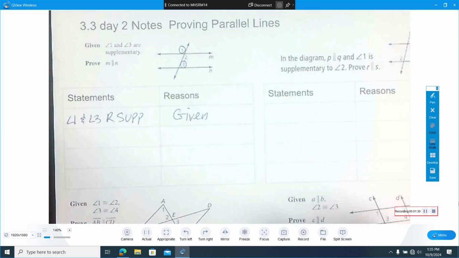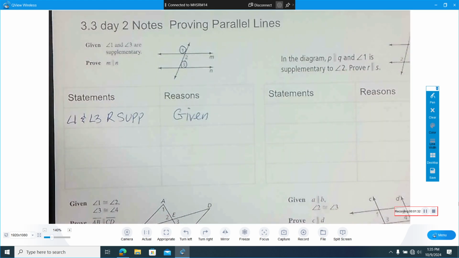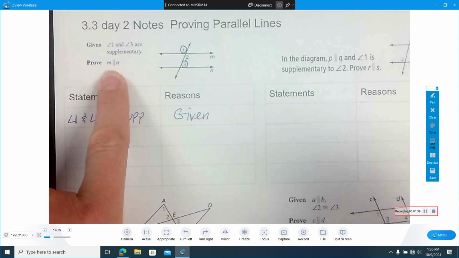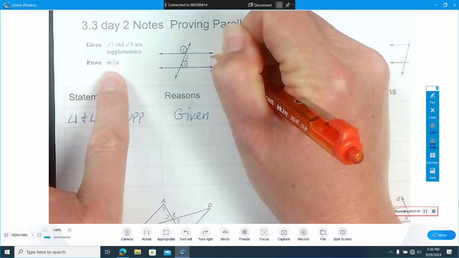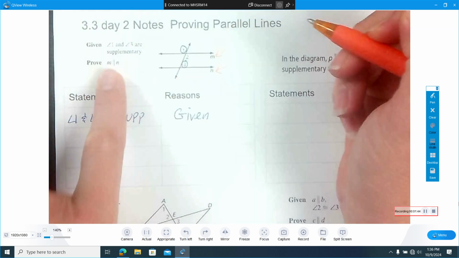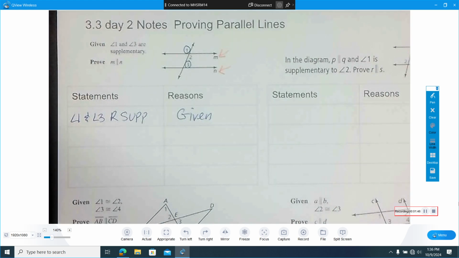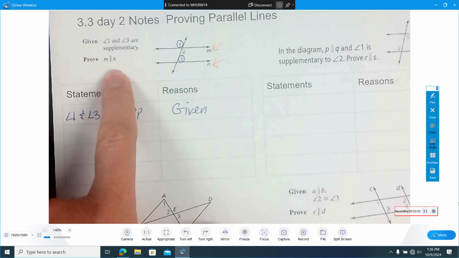So it's telling me some information about angle 1 and angle 3. Okay, I don't know what to do with that yet. Our goal is to prove that line M is parallel to line N. So I want to use one of my converse statements. If such and such are congruent, then I'm going to have parallel lines. Or maybe if something is supplementary, then I'm going to get parallel lines. So those are going to be my reasons to get this parallel line.